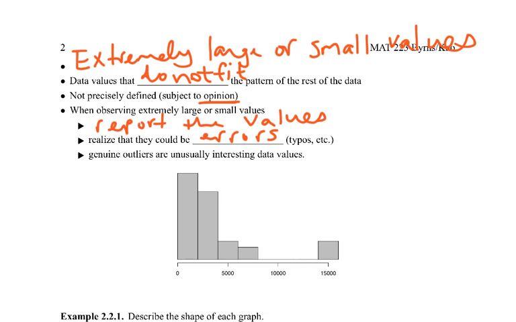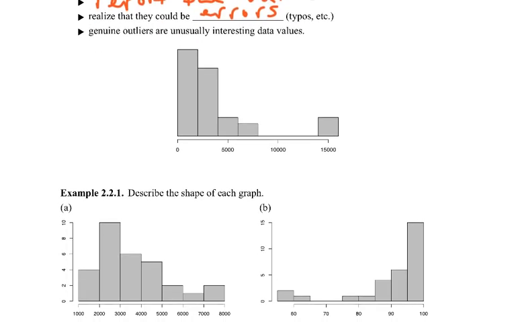So a lot of times outliers indicate some kind of error or mistake in the data, but genuine outliers are usually interesting data values. So here's just a quick example. We've got a histogram here. I'm not sure what this represents. I didn't give you much information about the data, so I don't want to say too much about this graph, but it's an example of an outlier that you might see on a histogram. So you can see that this section right over here is far away from the rest of the data. So this would be some kind of an outlier for this data.